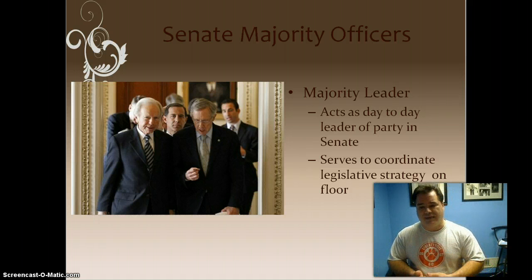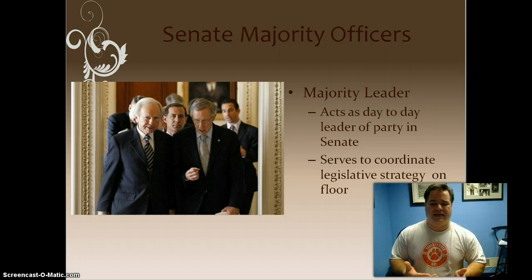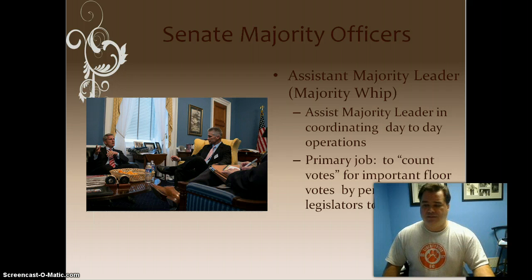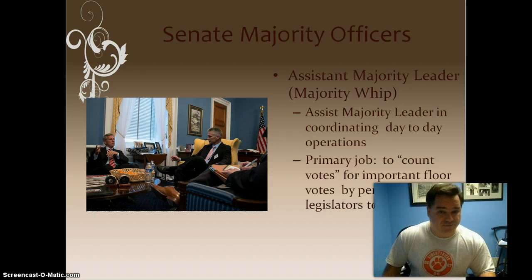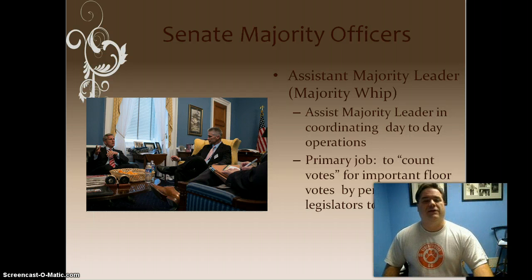Now, the Senate majority officers are just like the House majority. There is a majority leader who acts as the day-to-day leader of the majority party in the Senate. They coordinate legislative strategy on the floor of the Senate. They have a whip structure, just like the House. The assistant majority leader is the majority whip. They assist the majority leader in coordinating day-to-day operations. Their primary job is to count votes for important floor votes by persuading legislators to support the bill. Sound familiar? It should, because it's identical to the structure in the House.